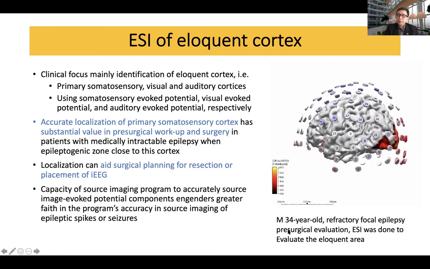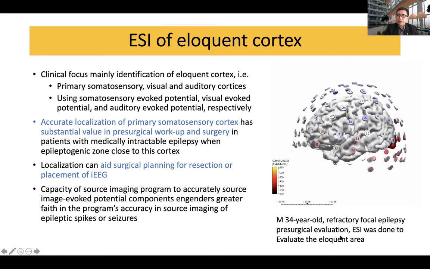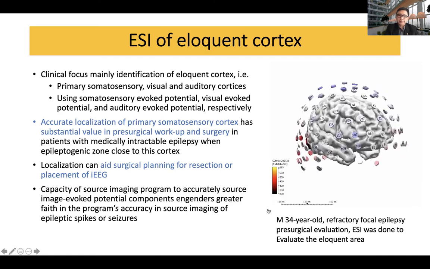This video presents one case. We have a refractory focal epilepsy. We use ESI to identify eloquent cortex in the occipital cortex area.